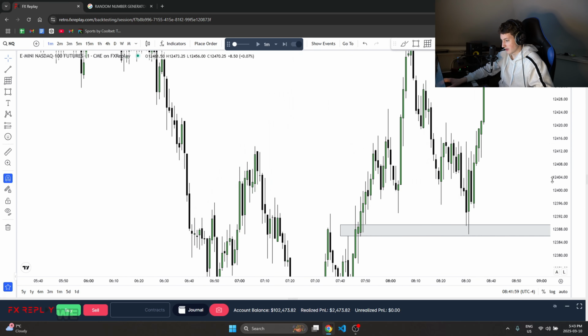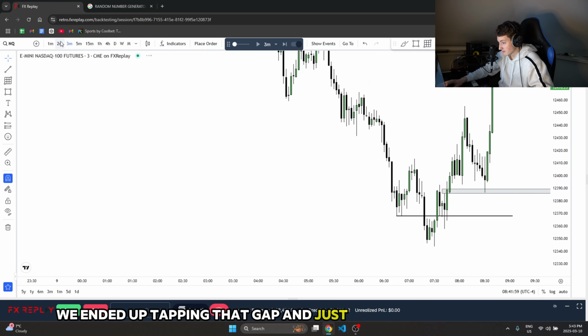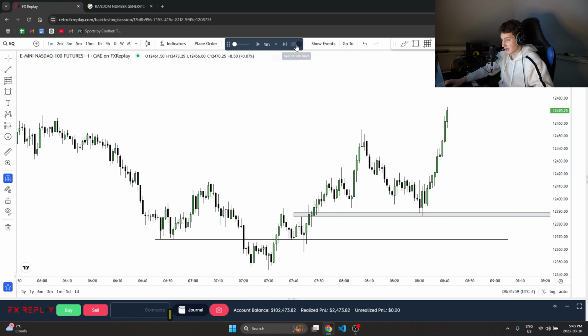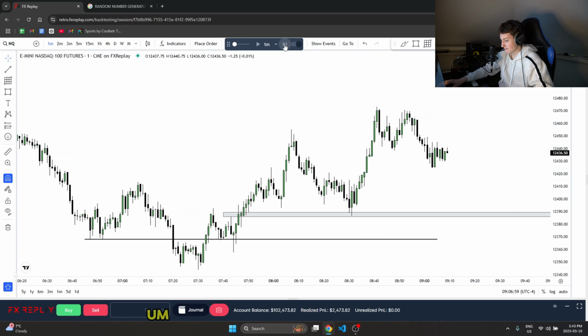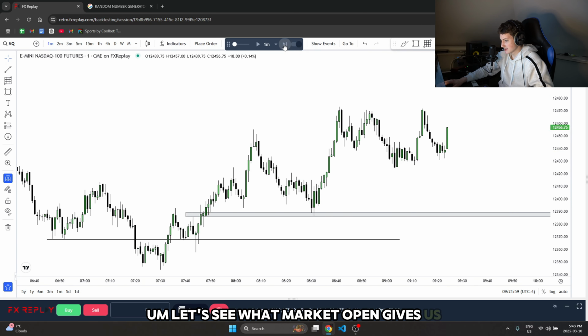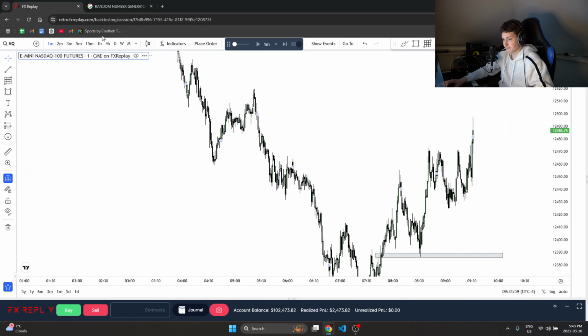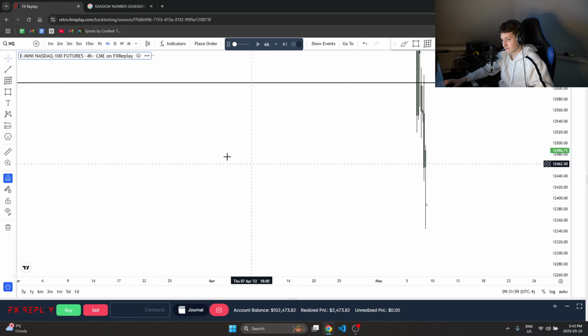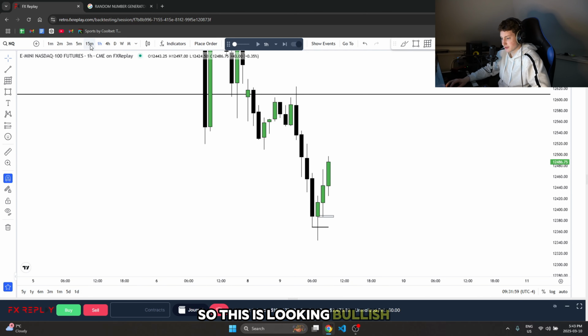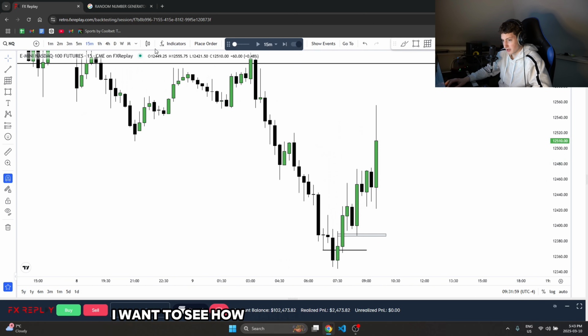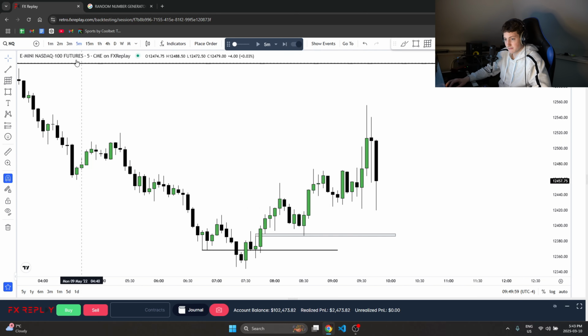So, yeah, we ended up tapping that gap and just rejecting really nicely. I didn't see a clean entry in there. Let's see what market open gives us. So this is looking bullish. I want to see how market open kind of develops.